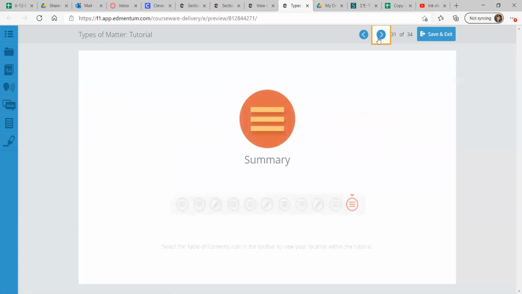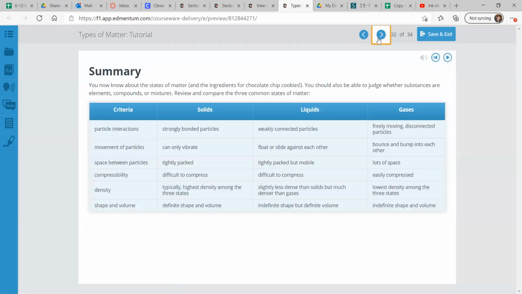So good deal. And then summary, this just summarizes everything we've looked at. This is a good slide to come back to. It shows solids, liquids, gases, and the various criteria: how the particles interact, the movements of the particles, the space between the particles, how easily compressed a type of matter can be, the density, and the shape and volume. So this is very good to come back to or take notes of. So go do that.